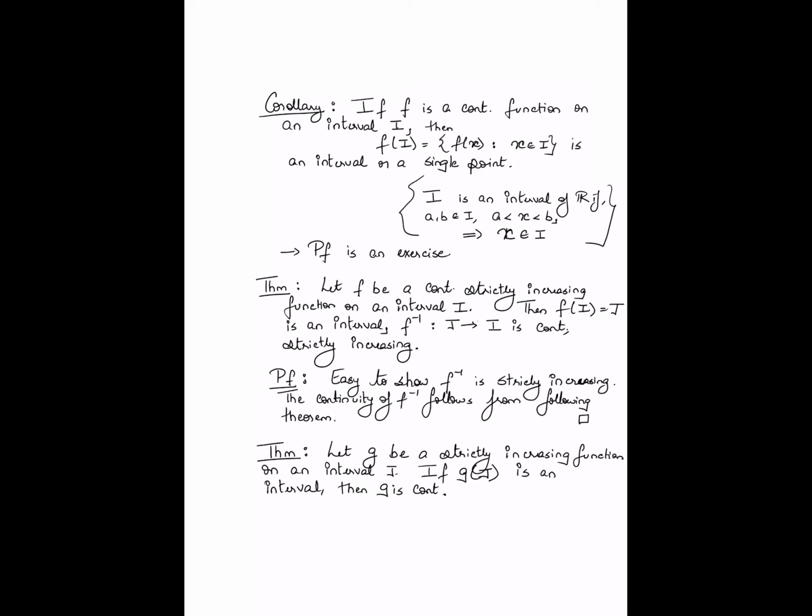Okay, if G is taken to be F inverse in the previous proof, then that basically proves the previous result, right? Because we know that F inverse is strictly increasing, and the domain of F inverse is an interval, which is J. What is the range of F inverse? The range of F inverse is in fact I, which is also known to be an interval. So by this theorem, if the image of F inverse or G is an interval, then G is continuous. In other words, F inverse is continuous, right?